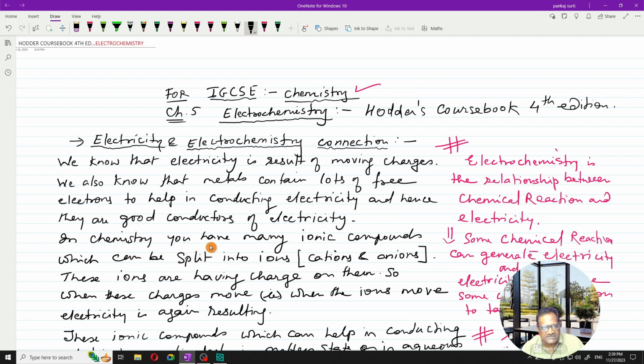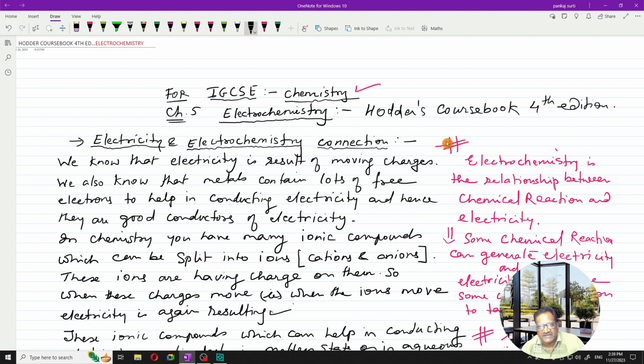In chemistry, you have many ionic compounds which can be split into ions, that is cations and anions, and these ions have charge on them, either positive or negative. So when the ions move, electricity is again the result, because electricity is nothing but the movement of charges. Moving ions can also result in electricity. That is the connection between electricity and electrochemistry.